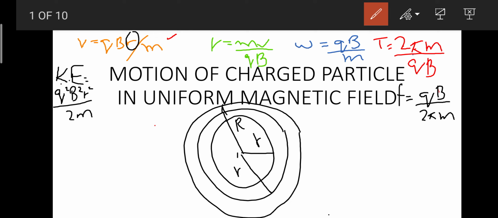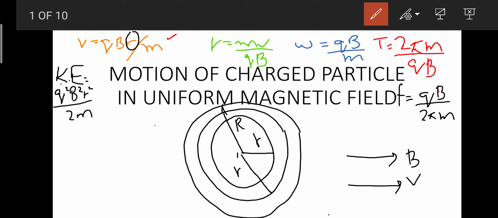Okay, so this was the case when the charged particle has been released in a uniform magnetic field perpendicularly. It will experience the maximum magnetic force and move in a circular path. And we know very well, if I release this charged particle along the direction of the magnetic field, we get theta between them equal to 0 degrees, and sine 0 degrees is equal to 0. So no force will be experienced by the charged particle, and it will not move.